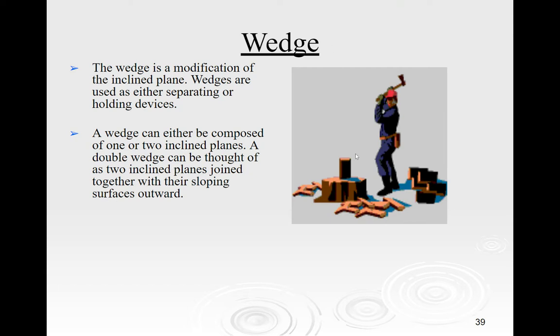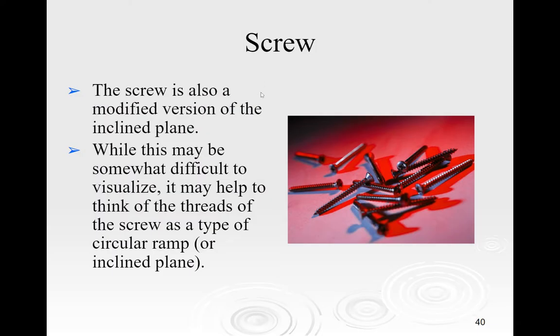So what is the wedge here? It is the axe here. So the axe is those two inclined planes put together. They can wedge into the wood, and then they can split the wood that way.